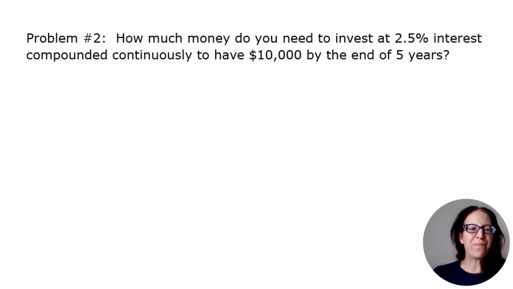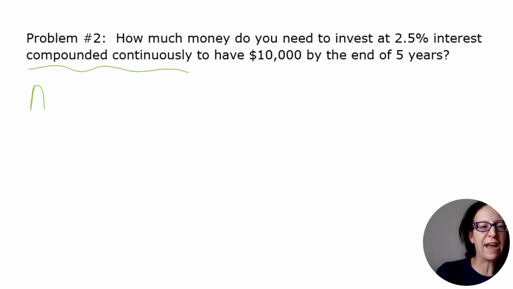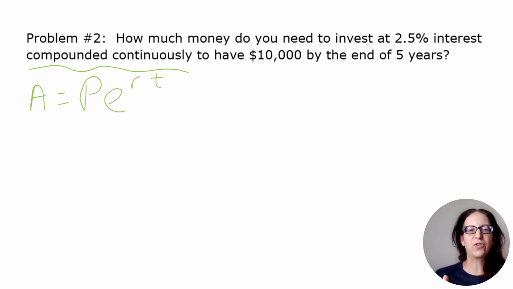All right. Problem number 2. How much money do you need to invest at 2.5% interest compounded continuously to have $10,000 by the end of 5 years? As soon as you see compounded continuously, you're going to be using that other formula, A equals P e to the rT. The version that I showed you earlier had P of t equals P naught, but it's all the same thing.